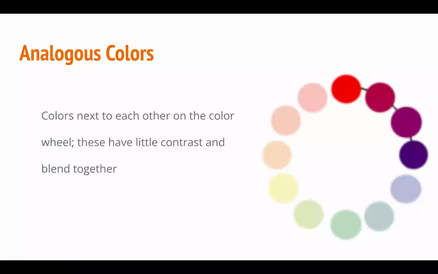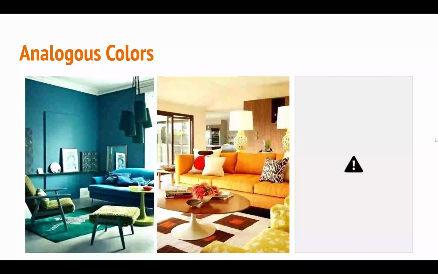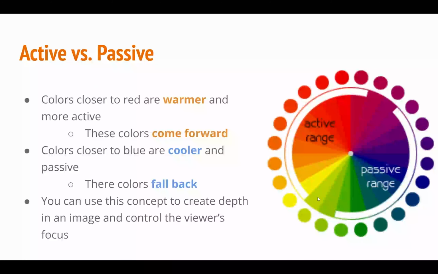Analogous colors would be colors that are all near each other in the color wheel. So these have little contrast and they work together and they blend really well together. So obviously with interior design and room design, those all tend to be probably analogous, right? A monochromatic would be everything's the same color, right? But analogous is everything's very close to each other in the color wheel, right? So it's very comfortable.